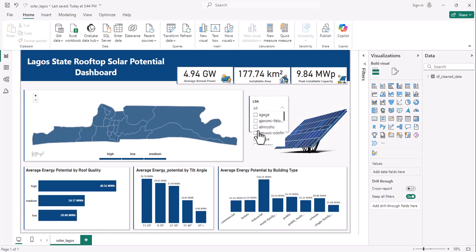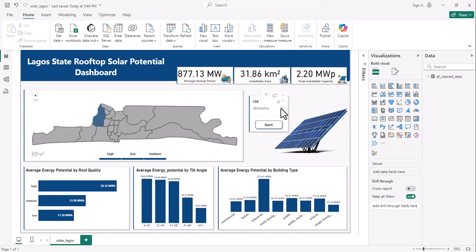Let's take, for instance, Alimashaw local government. In Alimashaw local government, we can generate an average annual power through solar energy of 877.14 megawatts, and the panels will be installed on rooftops of about 31.86 square kilometers, and the peak installable capacity that can be gotten from the installation is about 2.20 megawatt peak.